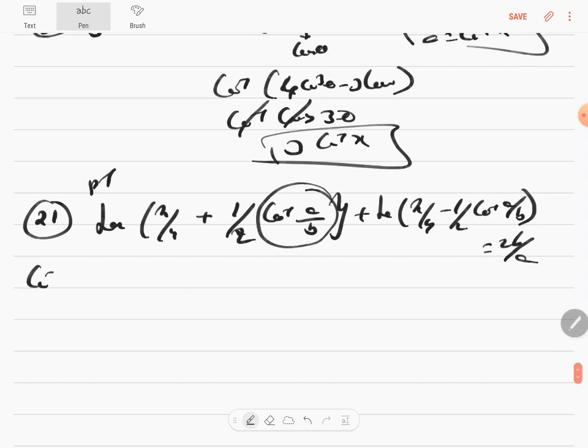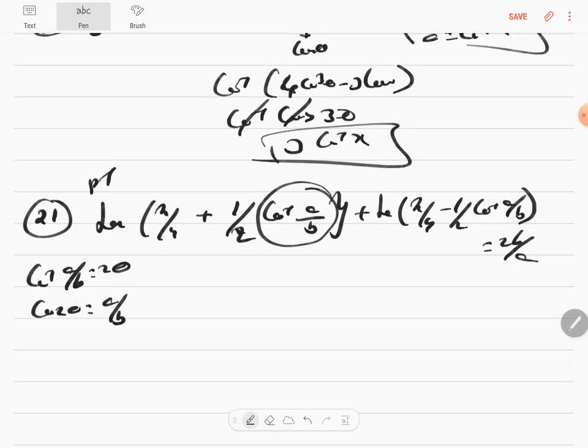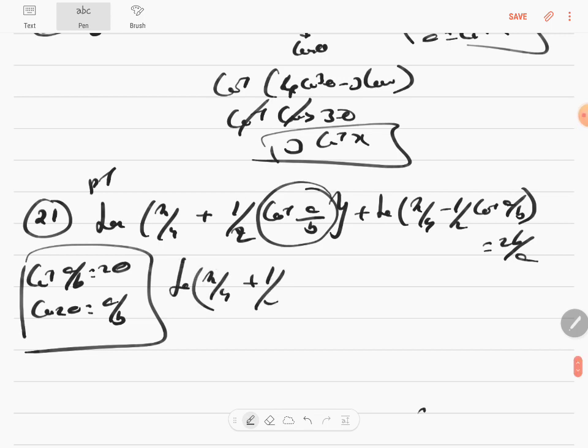So assume cos⁻¹(a/b) as 2θ. Cos 2θ therefore is a/b. Then substituting here, it's tan(π/4 + ½ × cos⁻¹(a/b)), and cos⁻¹(a/b) itself is 2θ. The 2 and 2 get cancelled, it becomes θ. Tan(π/4 + θ) plus tan(π/4 − θ), where half into 2θ again becomes θ.